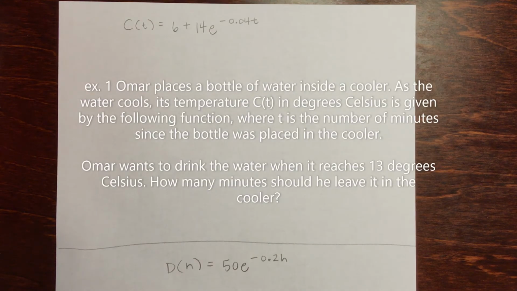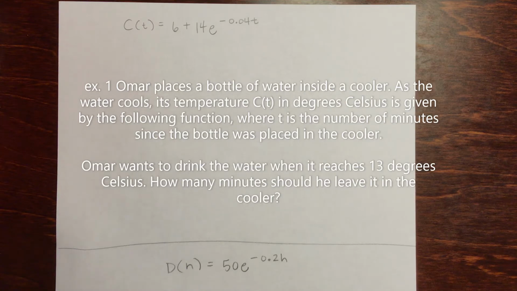Example 1. Omar places a bottle of water inside a cooler. As the water cools, its temperature, C of t, in degrees Celsius is given by the following function, where t is the number of minutes since the bottle was placed in the cooler. Omar wants to drink the water when it reaches 13 degrees Celsius. How many minutes should he leave it in the cooler?